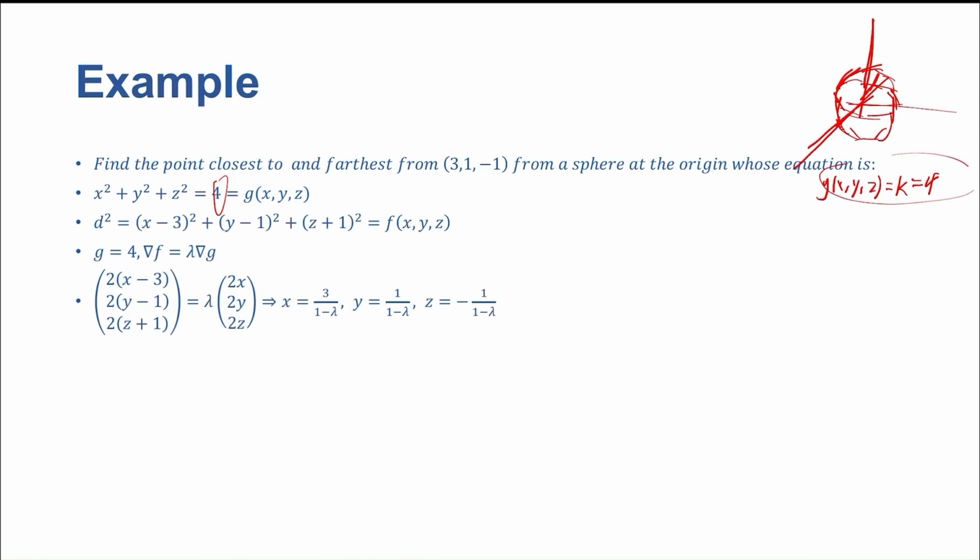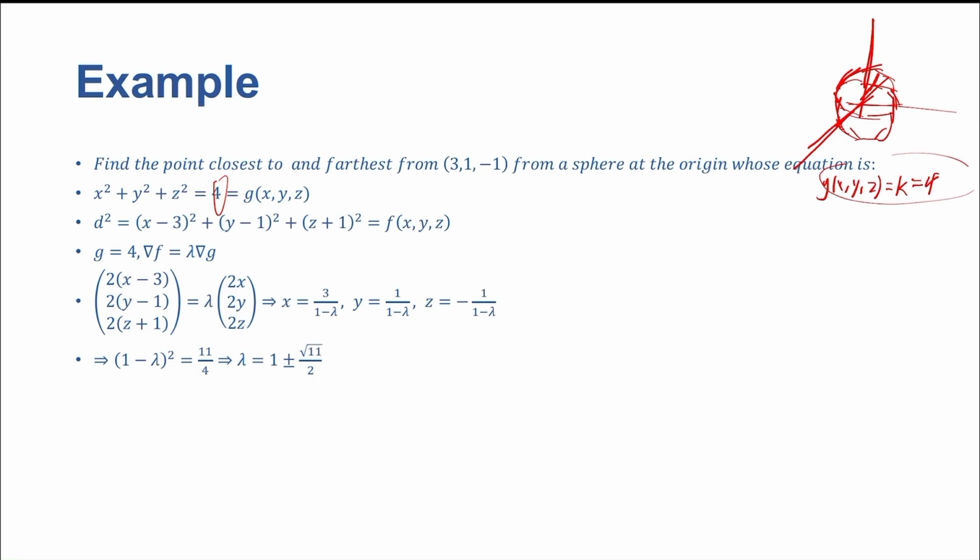Now we can use each of these equations to solve for x, y, and z in terms of lambda, and then we can plug that into our sphere equation, which will make our lives easier. So we get x equals 3 over (1 minus lambda), y equals 1 over (1 minus lambda), and z equals negative 1 over (1 minus lambda). Thus, when we plug back into our equation, we get (1 minus lambda) squared equals 11 over 4.